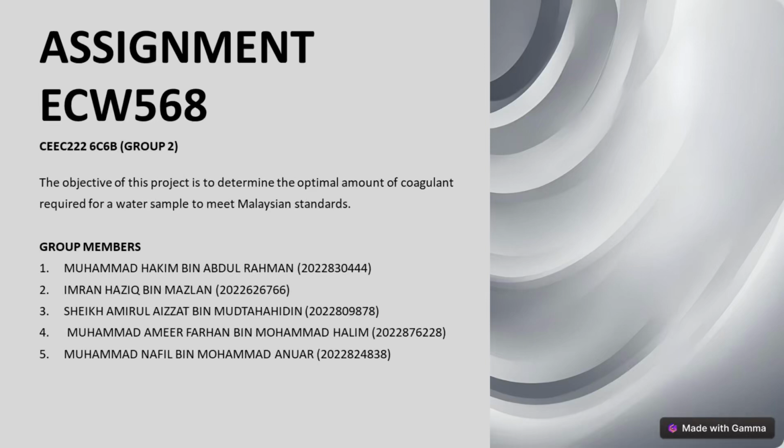The objective of this project is to determine the optimal dosage of coagulant required for a water sample to meet Malaysian standard. Three parameters, color, turbidity and pH, are selected for analysis of the water sample before and after the jar test. A jar test experiment is conducted to find the optimum amount of coagulant.